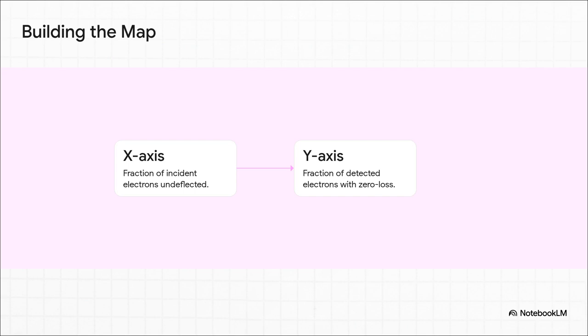So, how do we actually build this map? It's really just a simple two-axis graph. The horizontal line at the bottom, the x-axis, that's our how many clue. It tracks the fraction of electrons that made it through without getting deflected. The further to the right a point is, the more electrons got through. Then you have the vertical line, the y-axis. That's our how hard clue. It tracks the fraction of those electrons that lost zero energy. The higher up the chart, the more perfect their trip was.